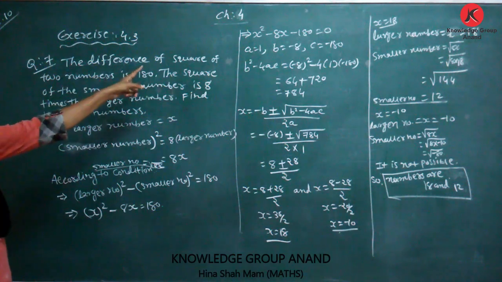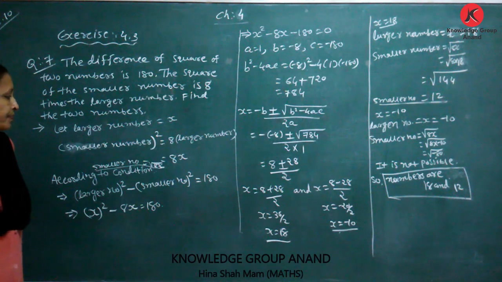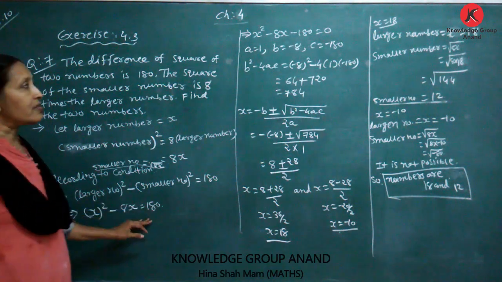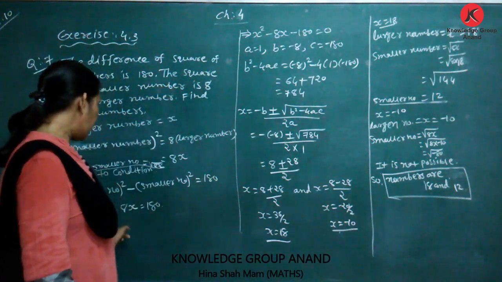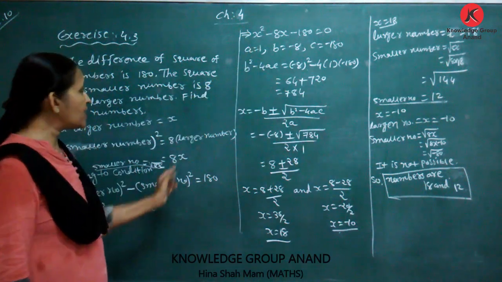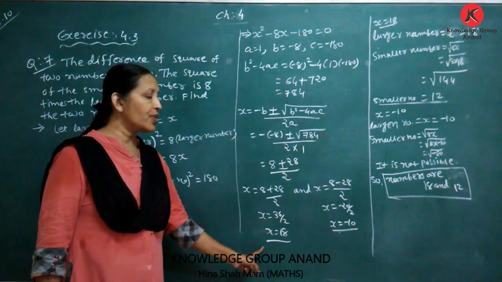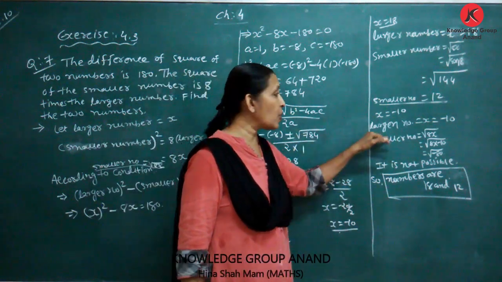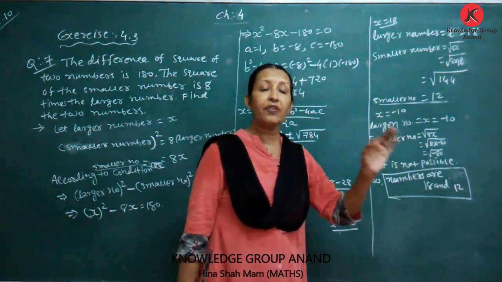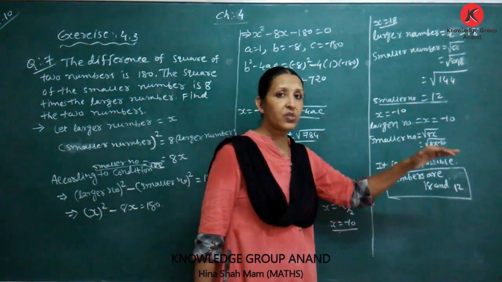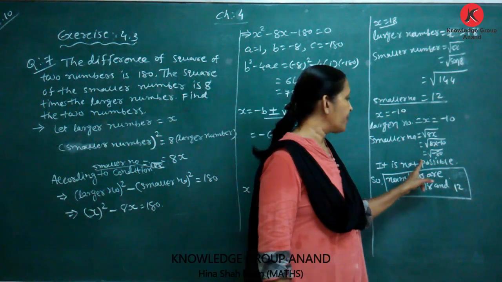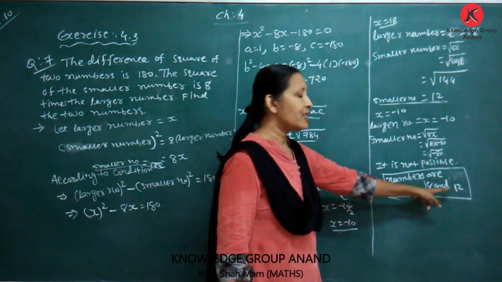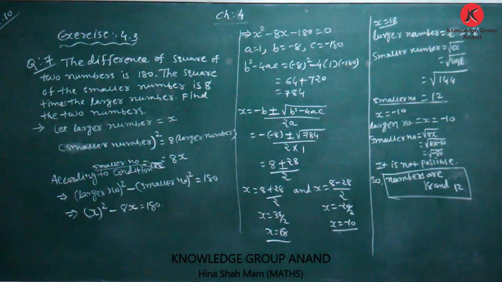According to the condition, the difference of squares of two numbers is 180. Larger number square minus smaller number square is equal to 180. x square minus 8x is equal to 180. So our equation becomes x square minus 8x minus 180 equals 0. Then x is equal to 18, x is equal to minus 10. But I explained that x equal to minus 10 is not possible, because a negative number is not a square of any number. Minus 80 is not a square of any number, but 80 is the square of root 80. Therefore, the larger number is equal to 18 and the smaller number is equal to 12. Question number 7 completed.